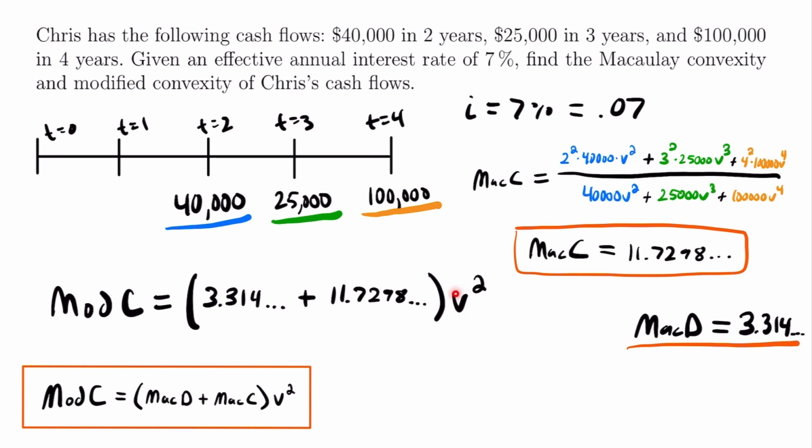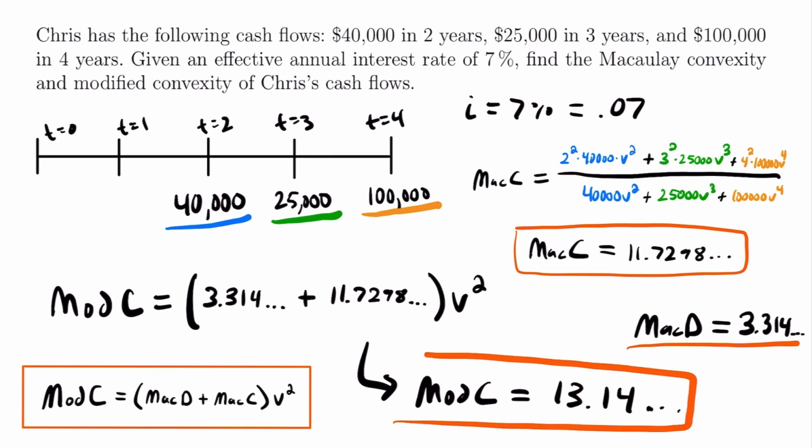Now, if you wanted to, you could rewrite that to be 1 divided by 1.07 squared. Either way, if you plug this into your calculator, it will give you that the modified convexity is equal to 13.14 and some more decimals. That is the modified convexity for these cash flows. And so now we've completed this problem. We found the Macaulay convexity and the modified convexity for Chris's cash flows that we have detailed right here in this timeline. Okay, that's it for this example, but let's take a look at one more example for this video.